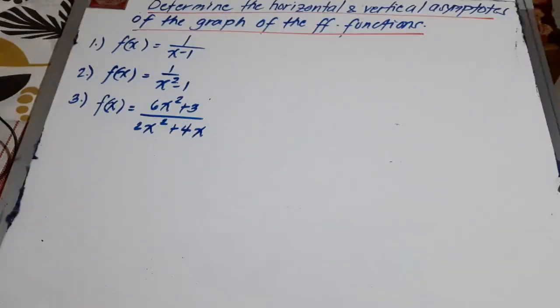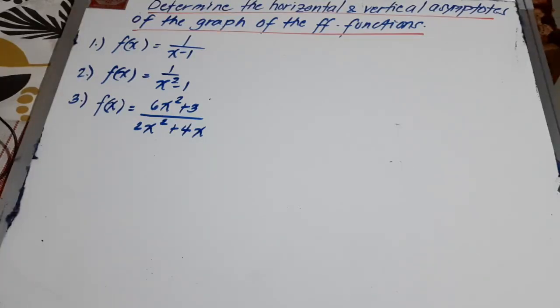Okay, in this video, I'm going to show you how to determine the horizontal and vertical asymptotes of the graph of rational functions. I have here three examples. Number one is f of x equals 1 over x minus 1. Number two is f of x equals 1 over x squared minus 1. And number three is f of x equals 6x squared plus 3 all over 2x squared plus 4x.